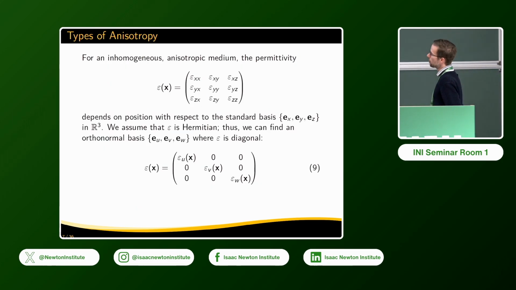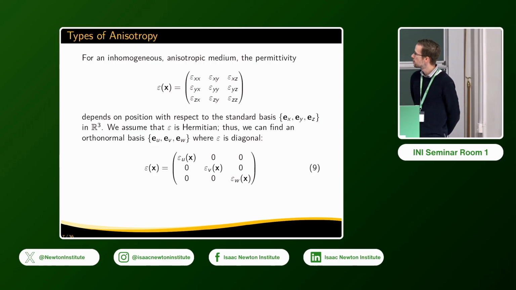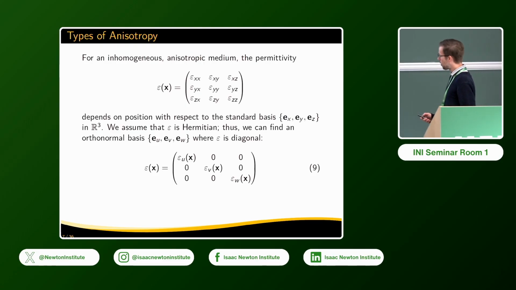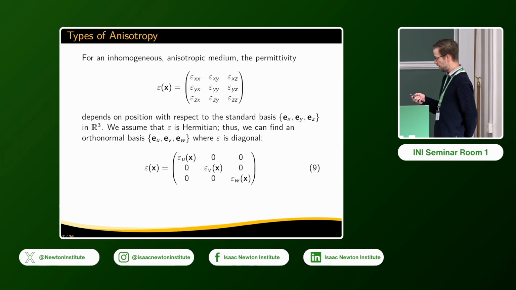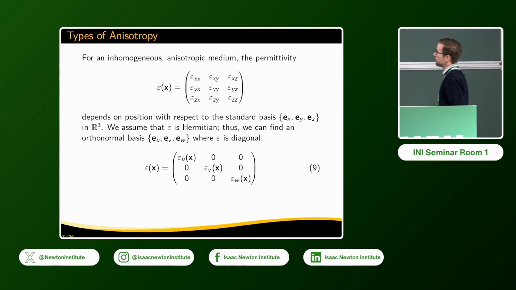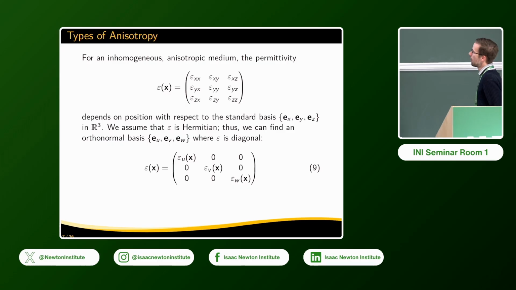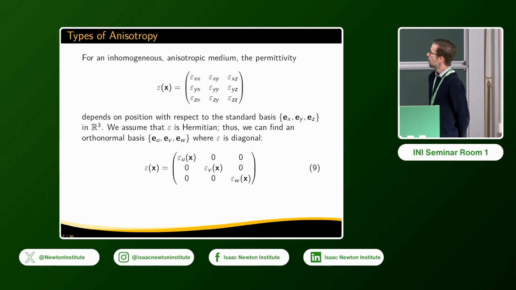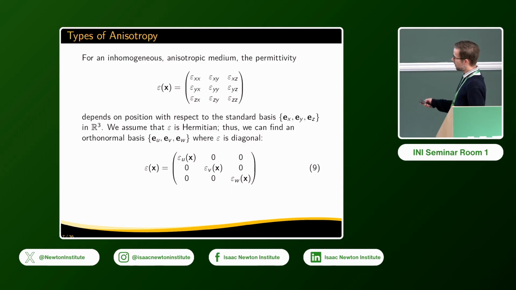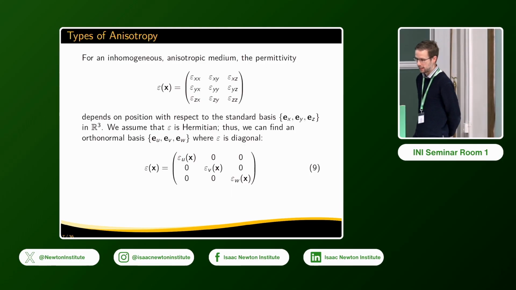Okay, so I wanted to start quite basic, so let me talk about a few types of anisotropy. So I can typically write my permittivity for an anisotropic material in the following way, and this will possibly depend on space and with respect to the standard basis in 3 dimensions. But we can diagonalize this matrix and write it in the following form. And then we can distinguish between 2 types of anisotropy.